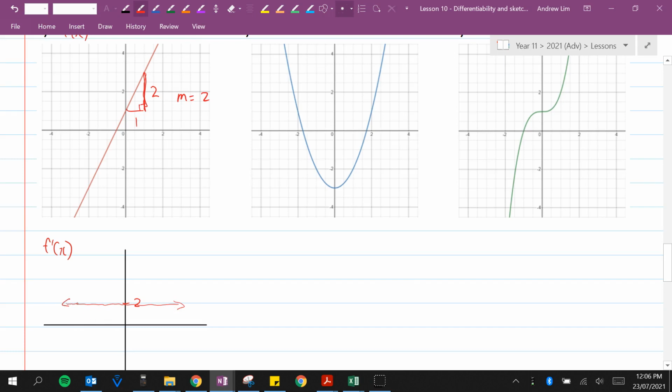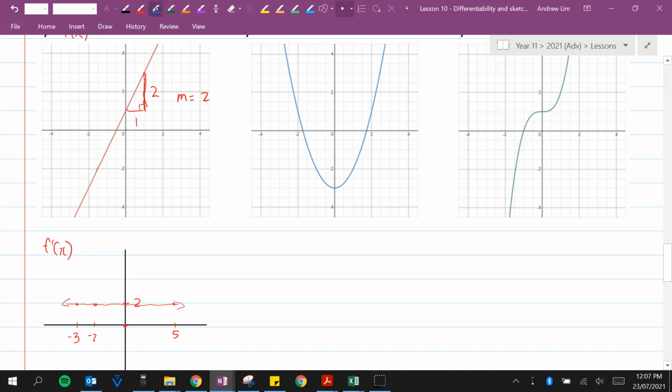So that means if x is minus 3, the gradient is 2. If x is minus 2, the gradient is 2. If x is 0, the gradient is 2. If x is 5, the gradient is 2. Okay, and we can see that because this is constant.